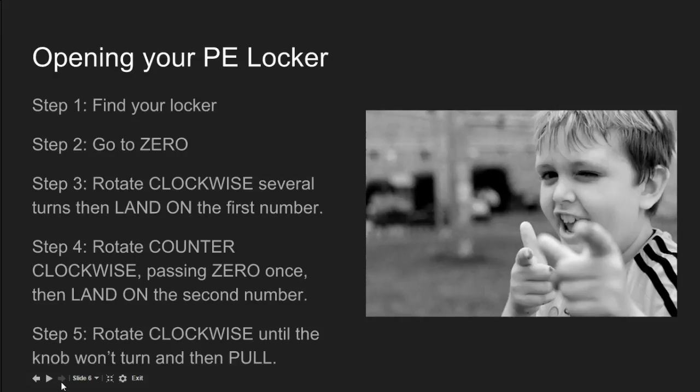After you land on your second number, you want to rotate clockwise until the knob will not turn any longer. And then all you got to do is be as happy as this young guy and pull, and you'll be able to get right into your PE locker.